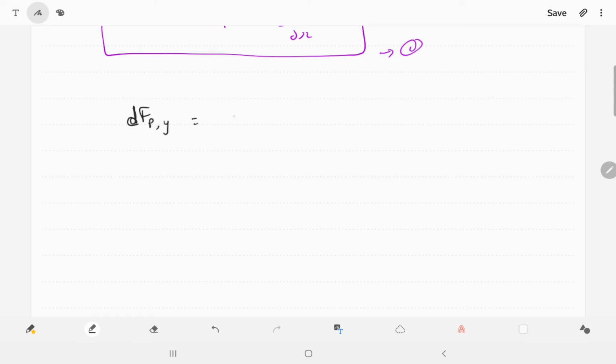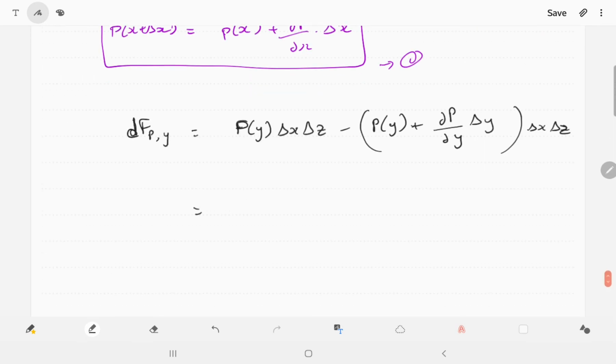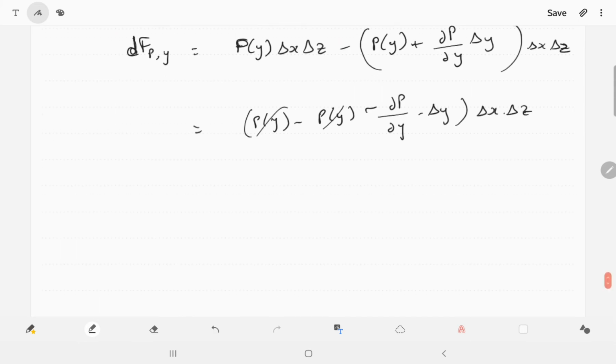P of y into del x into del z minus, in place of P of y plus delta y, you can write P of y plus dou p by dou y into del y, times delta x into delta z. Okay, let's take delta x and delta z as common. Now we will get P of y minus P of y minus dou p by dou y into del y, del x into del z. These two terms will get cancelled.